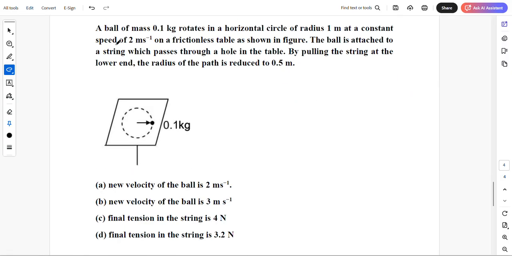Now it is saying a ball of mass 0.1 kg rotates in a horizontal circle of radius 1 meter at a constant speed of 2 meters per second. I will write the top view of this one so that you can understand very clearly.